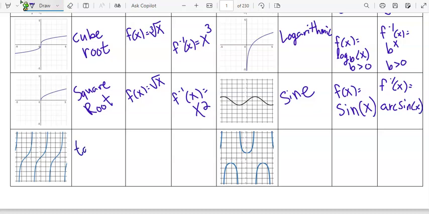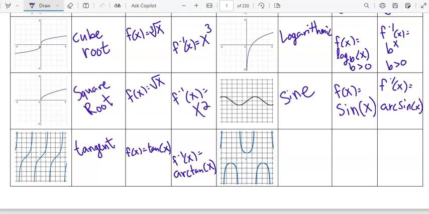This one right here is a tangent function. We write that as f of x equals tangent of x. And then the inverse is f inverse of x equals arc tangent of x.